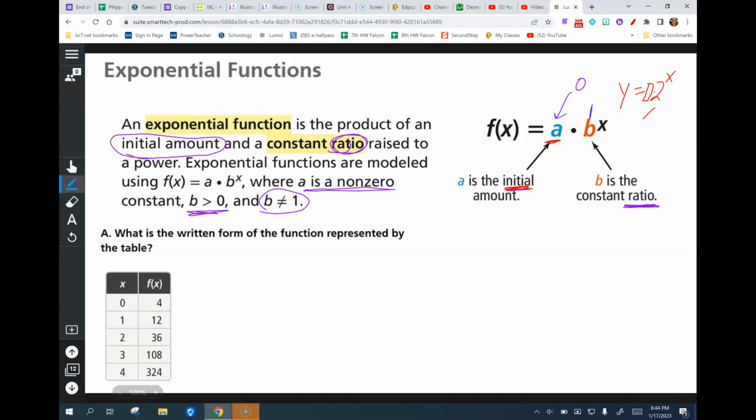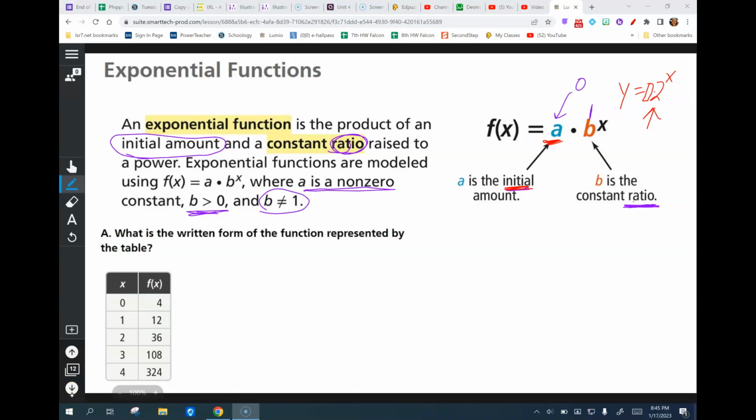B is a ratio. So this right here, that number, B, is going to be the ratio. So just like we found y-intercept and slope, we're going to do the same thing. We're going to find the initial amount, and we're going to find the constant ratio. So let's look at this first table right here. And I can't remember if you have this in your book or not. You do not have this one in your book, but it still will give out the information.